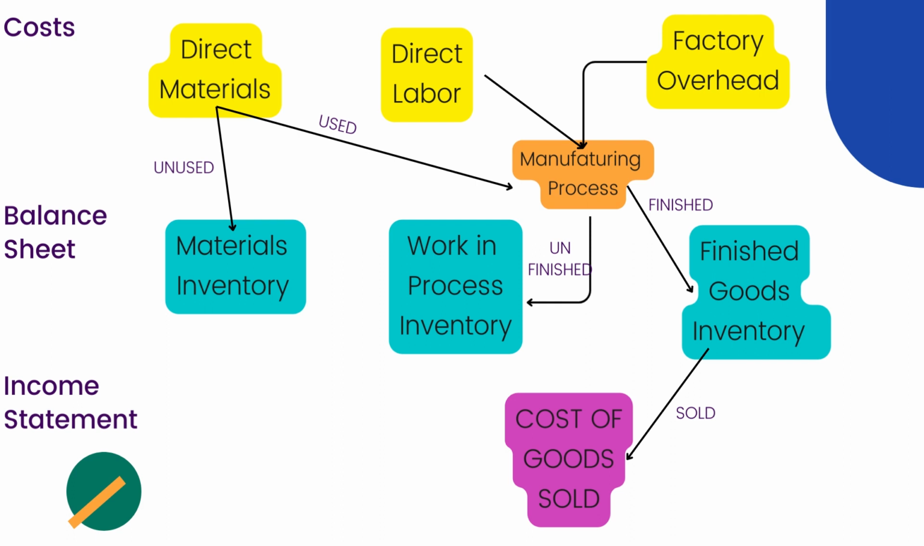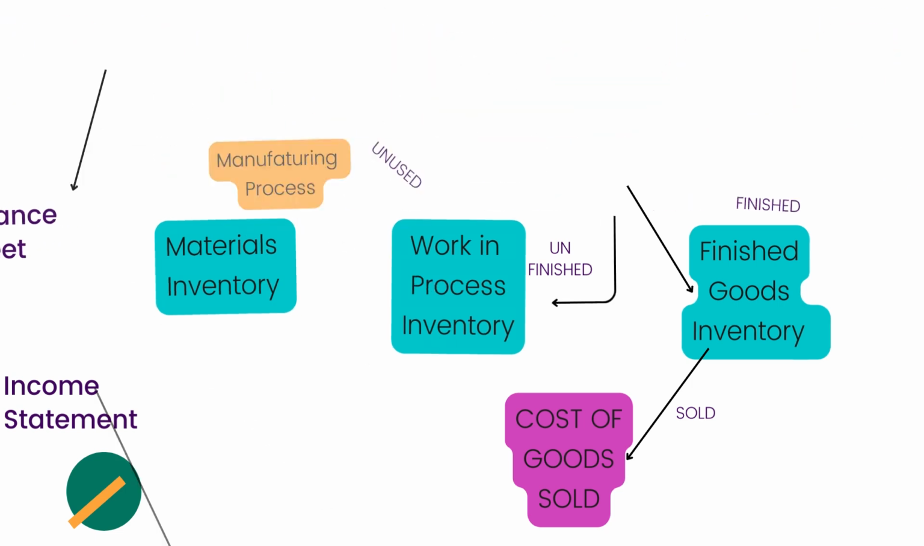This is just a high-level overview of what's going on. Now let's break it down so that we can see a specific balance sheet, income statement, and your statement of cost of goods manufactured. All right, let's start with the balance sheet.